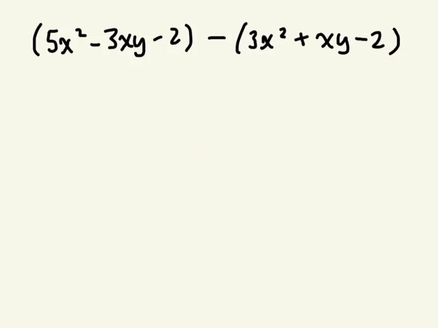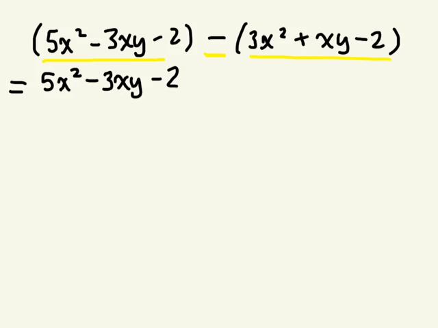So in this example, we're subtracting polynomials. So we're taking 5x squared minus 3xy minus 2, and we're subtracting 3x squared plus xy minus 2. Okay? Well, we need to get rid of the brackets. Is there anything in front of the first polynomial? No. So we can drop the brackets of the first part. Just rewrite it with no brackets.